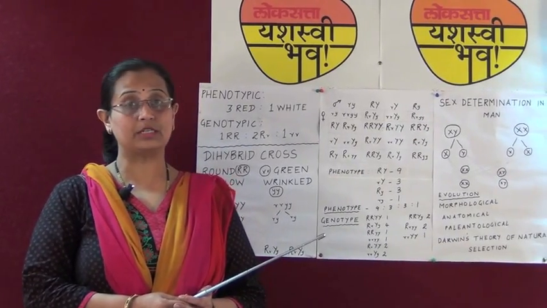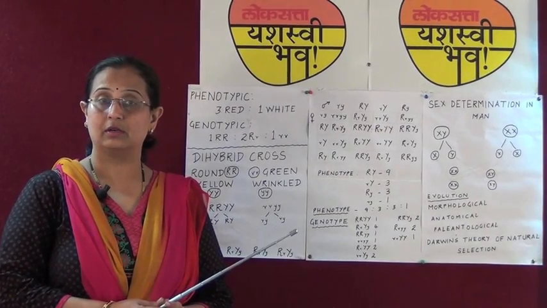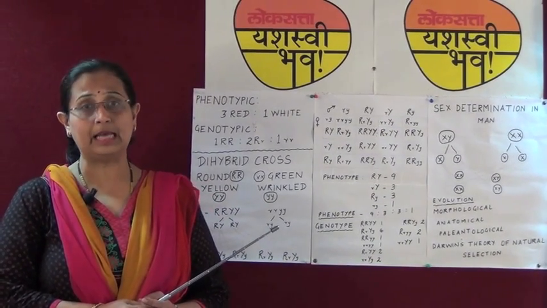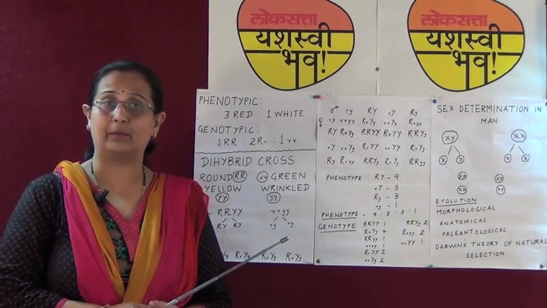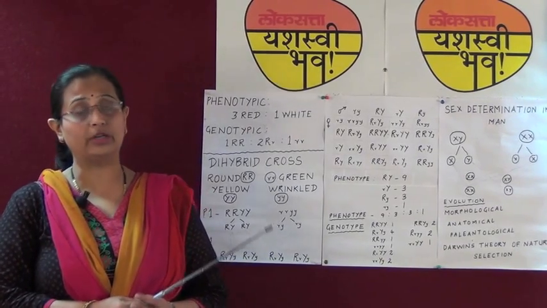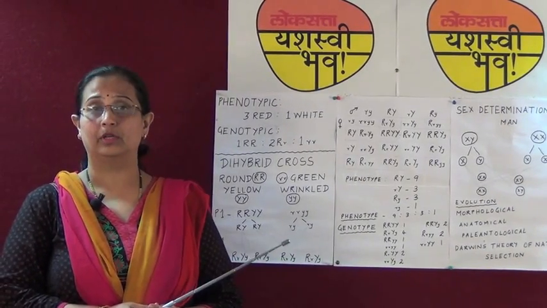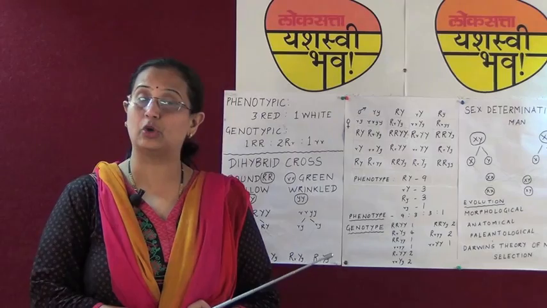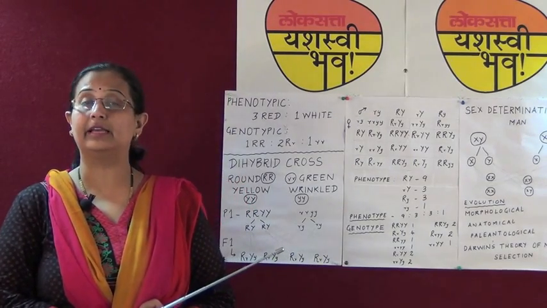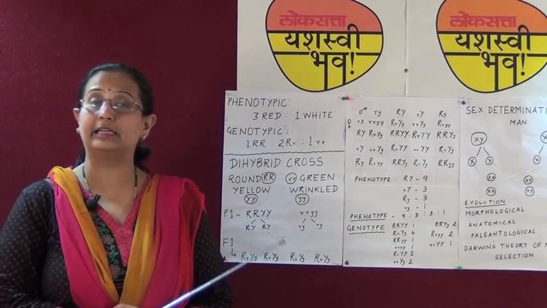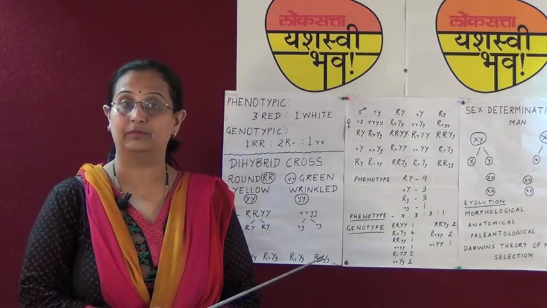Students, now we shall study about vestigial organs. In certain plants and animals, there are certain ill-developed structures or organs which are non-functional. These are called vestigial organs. For example, in humans, the appendix is an example of a vestigial organ.